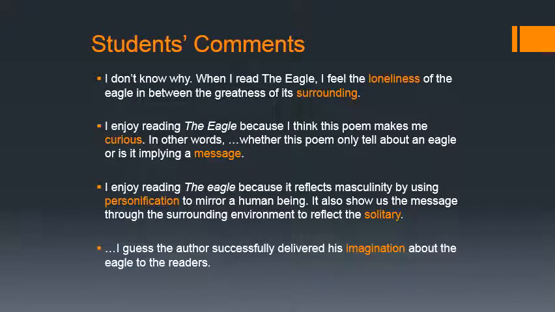And the last comment says that I guess the author successfully delivered his imagination about the eagle to the readers. Now, this last comment highlights the difference between how the eagle is explained through a poem and through an encyclopedia. Okay, so in a poem, the eagle is described based on the poet's imagination, instead of just mere observation like the one that we found in the encyclopedia. So very interesting comments.